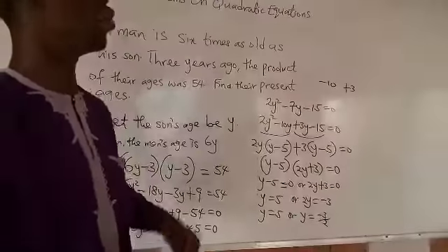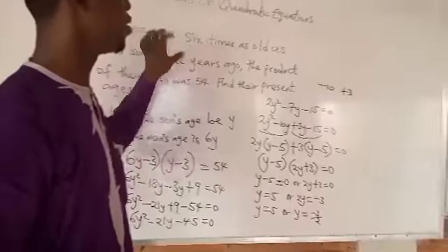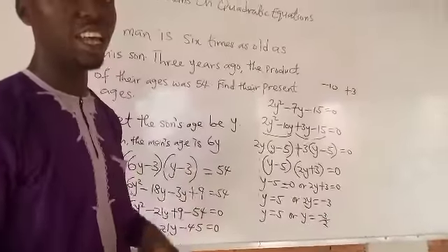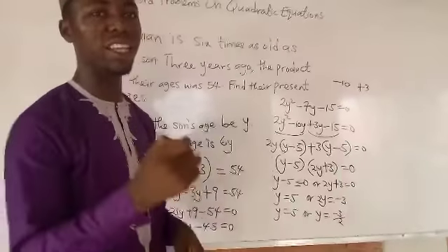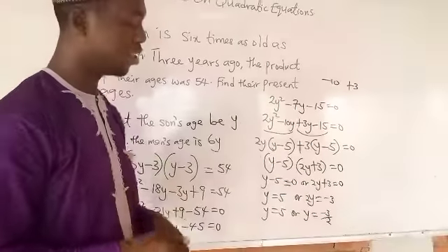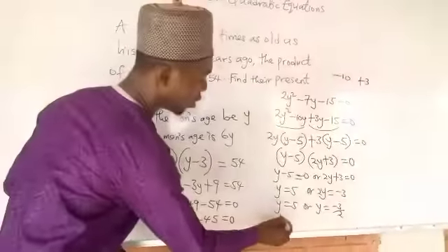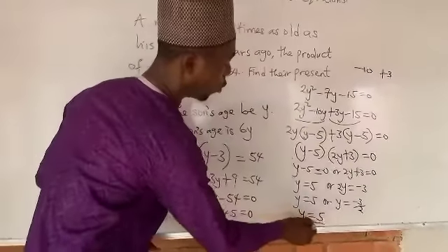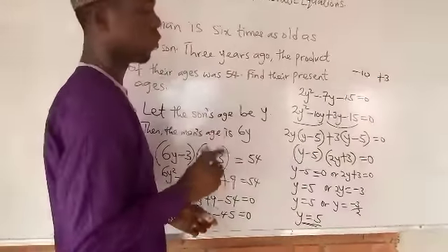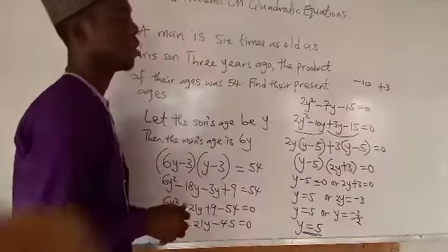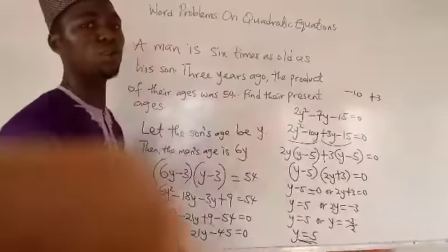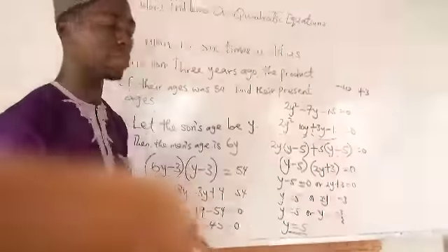But in the question, we are dealing with age. And in age, there's no way you get a negative answer. So that means we are going to take y to be 5 only. We cannot get a negative answer when we are talking about age, or number of people, or length, or height.